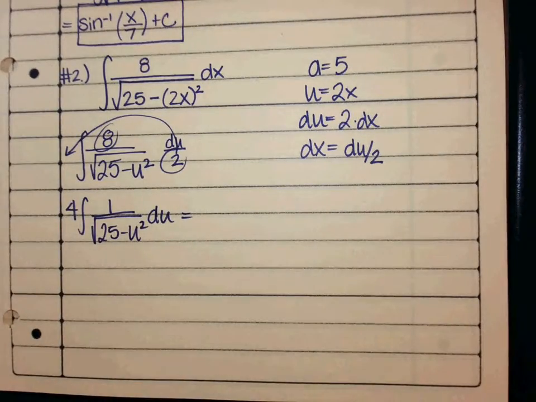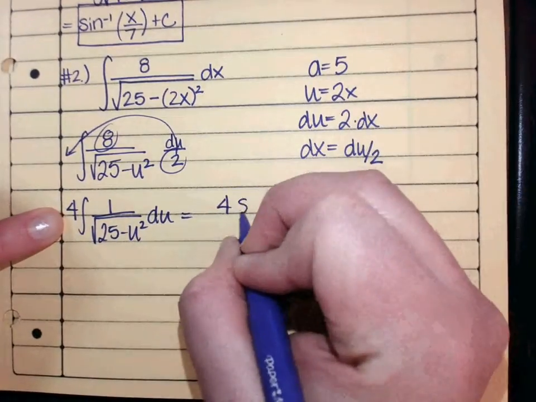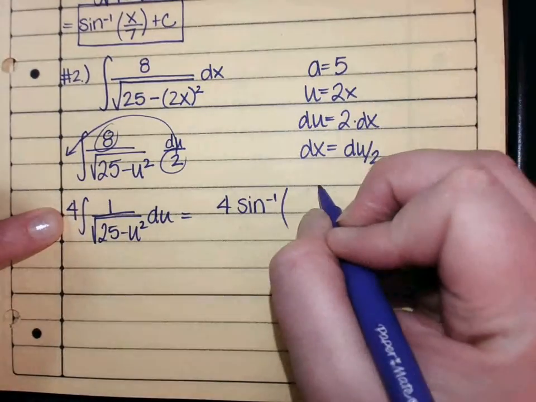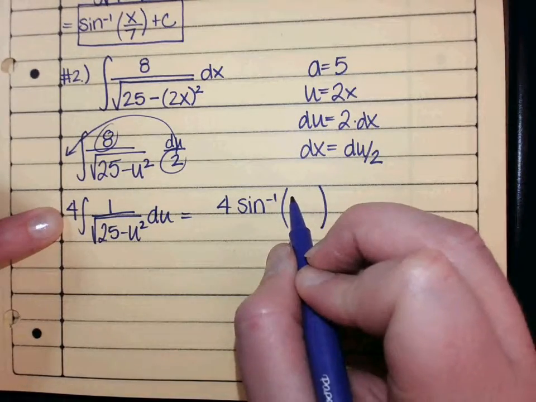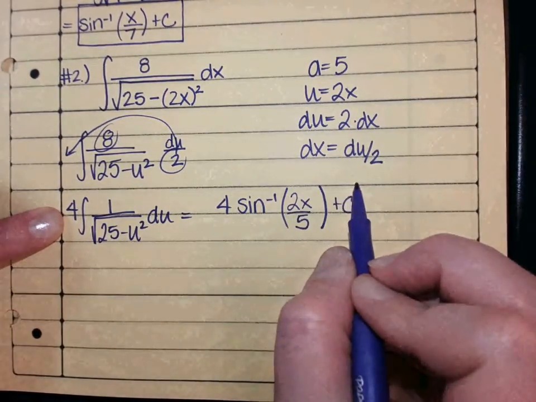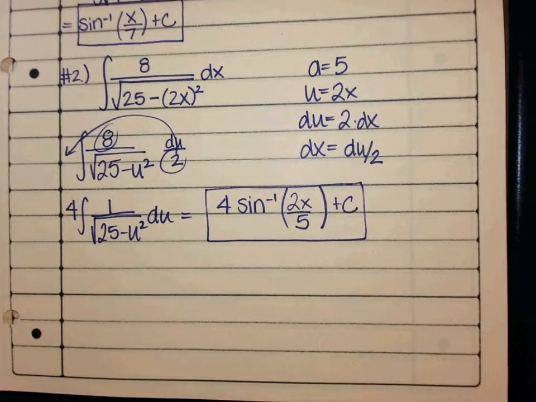So now we can use our rule. So try to write your rule, look at it at the top of your paper. Inverse sine u over a plus c, but with a 4 in the front still. So it would be inverse sine what? What's my little piece in here? U over a, what would it be? 2x over 5 plus c. Got it? Hard or not so bad?